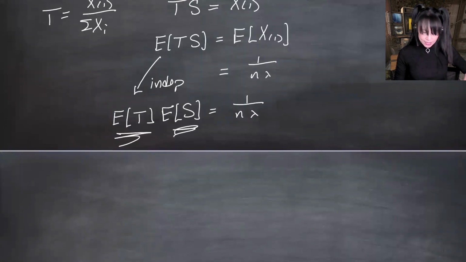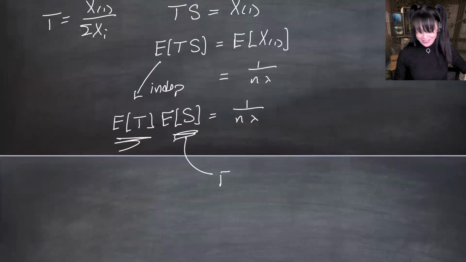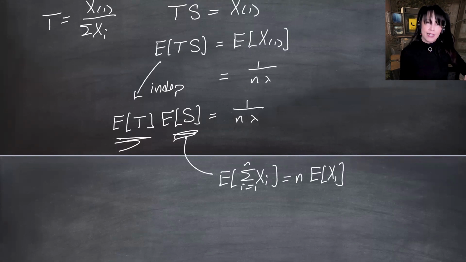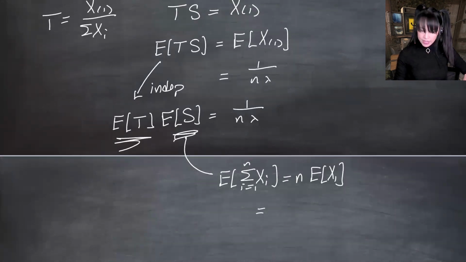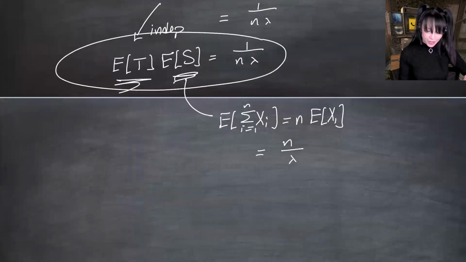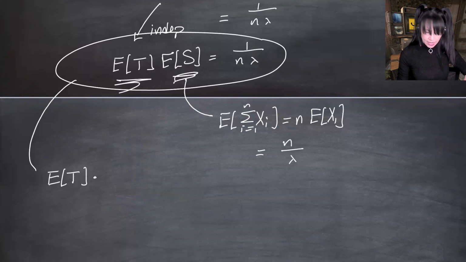S was the sum, this is really sloppy, I'm sorry about this, but it was the sum as i goes from 1 to n of these xi's. And this is n times the expected value of one of them, just because I pulled the sum through and then they're identically distributed, so I get one of them. This is n times 1 over lambda, or n over lambda. So going back here, we have the expected value of T times n over lambda is equal to 1 over n lambda.